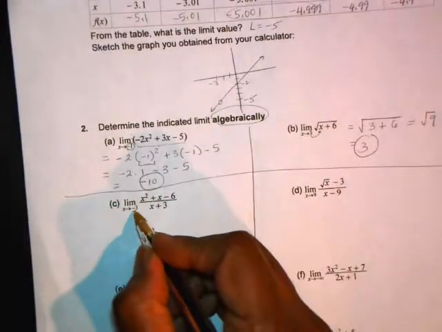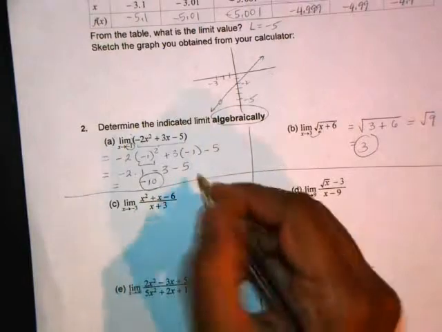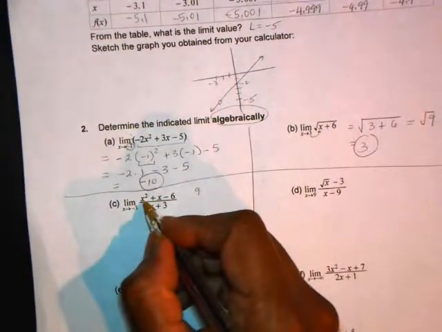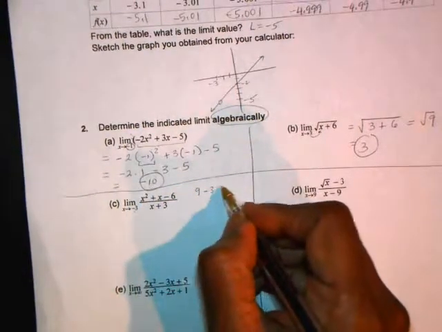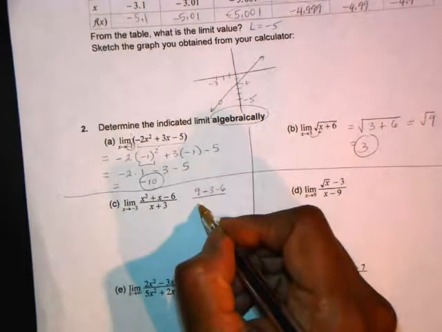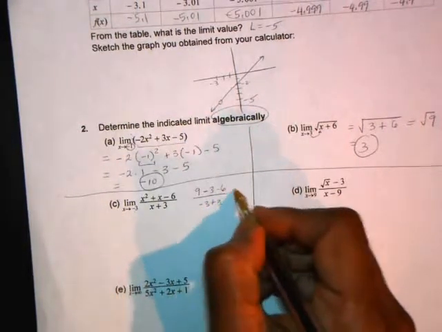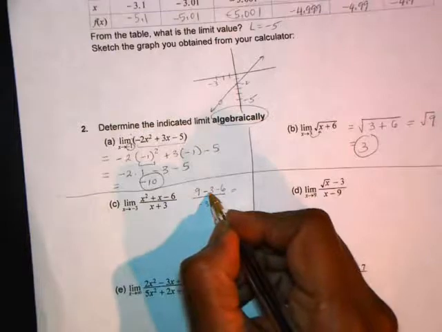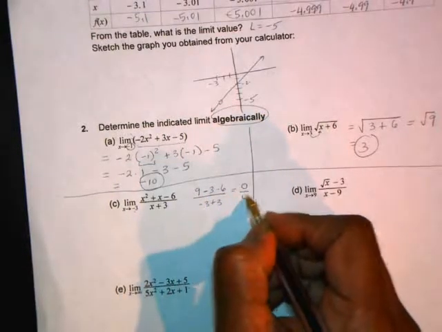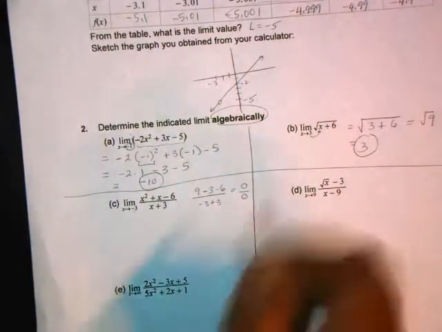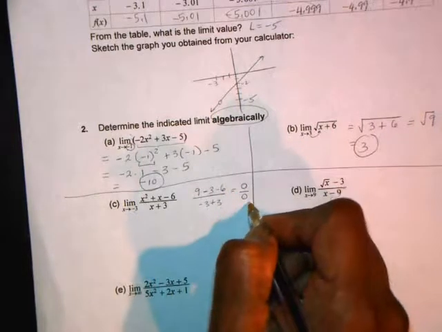So how do we do it algebraically? If I were to plug in negative 3 for x, I would get 9, because negative 3 squared is 9, minus 3 minus 6. On the bottom I have negative 3 plus 3. So that's 9 minus 3 is 6. 6 minus 6 is 0 over 0. Now 0 on top is 0. 0 on bottom is undefined.